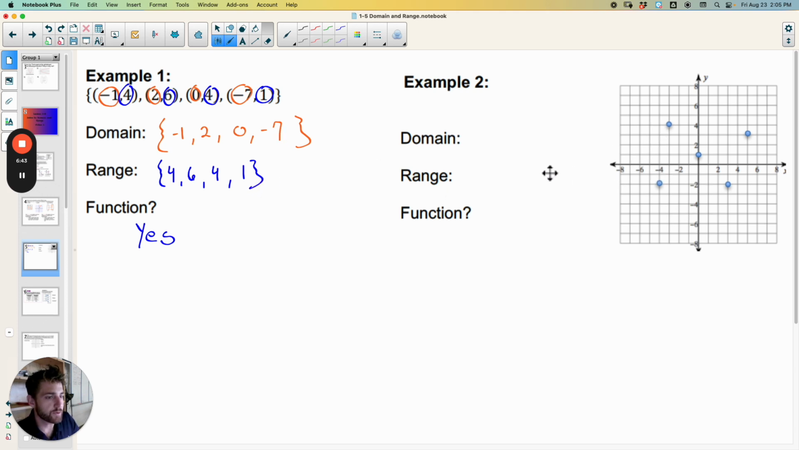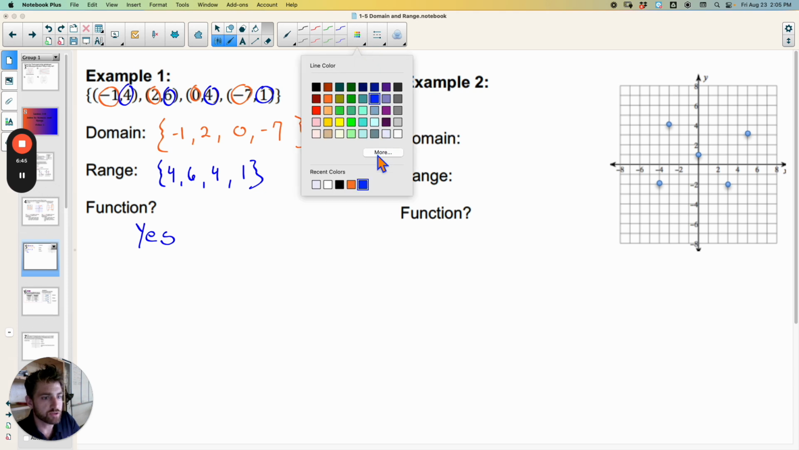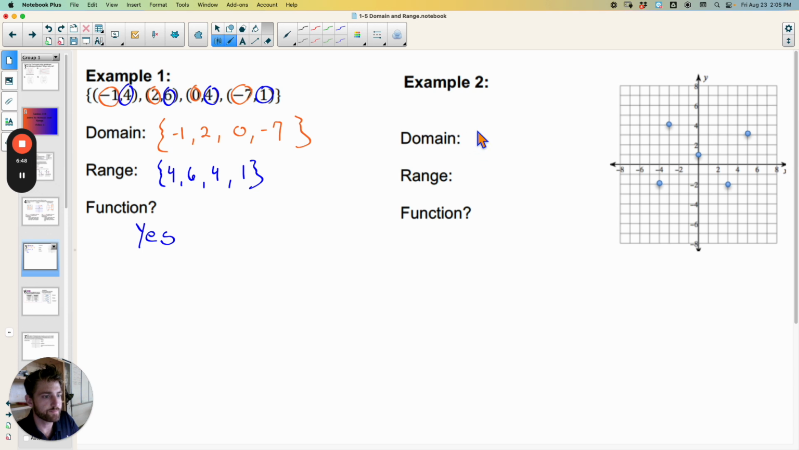All right, let's try this one. So for the domain, we're going to have to look up here. Let me change back over to orange. Let's look at all the x values of where these dots are. If I look at this dot here and follow my cursor up, it corresponds with -4 on the x-axis. This dot corresponds with -3. This dot corresponds with 0. This one corresponds with 3. And this last one corresponds with 5.